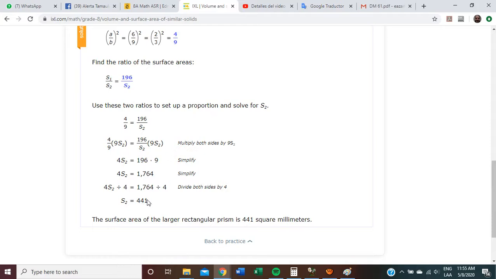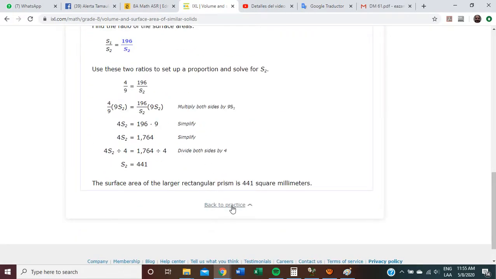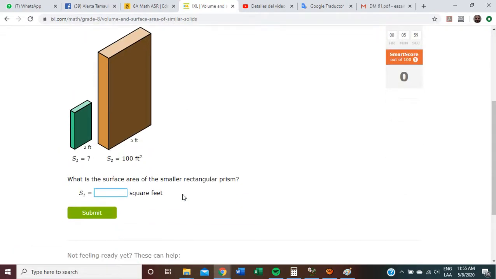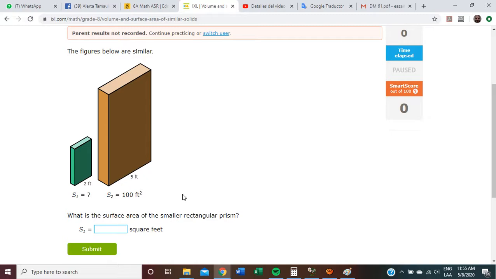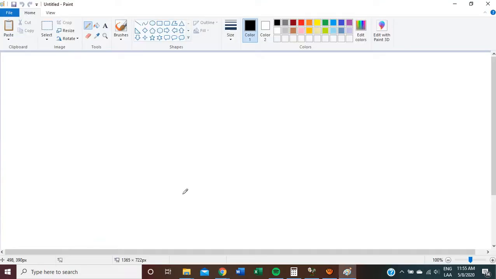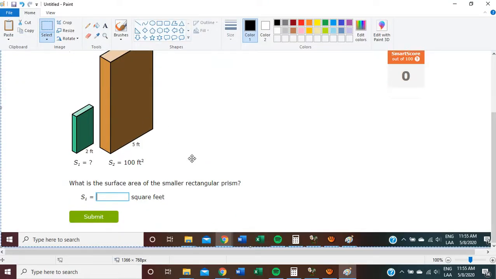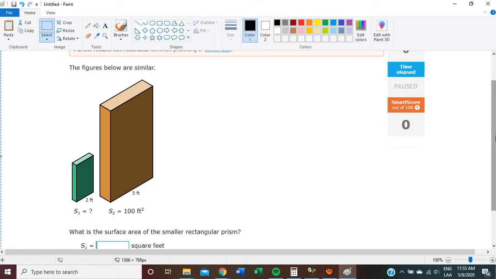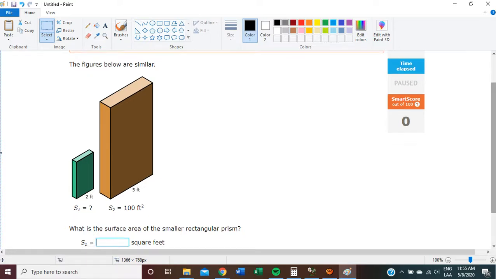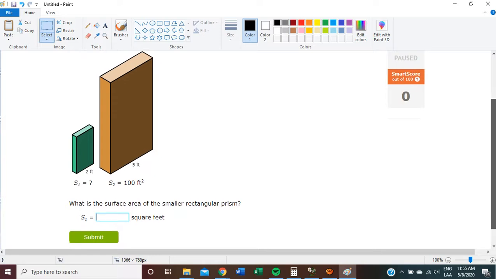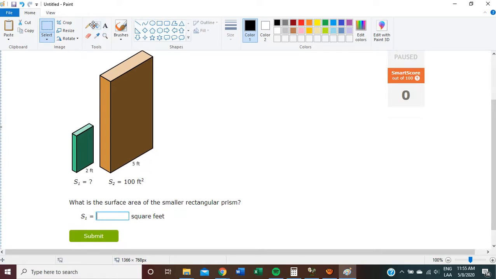Probably you found this a little bit complicated, but I am just going to explain with a real example. Okay, let's hit back to practice, and we have this example. Let me print the screen, and I will go to Paint, and we're going to be working with this real example.